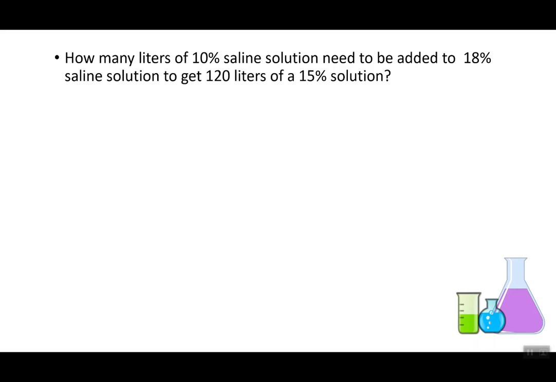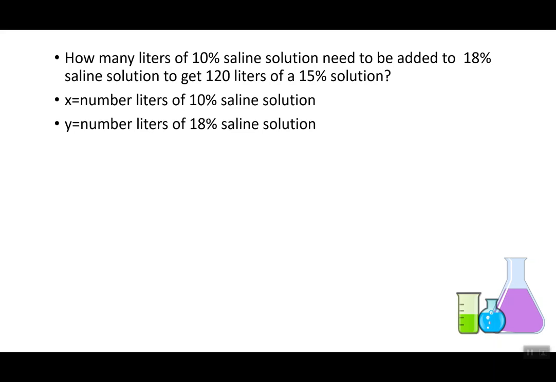Again, I want to start with variables. I always start with what do I know and what are the things I'm talking about. So I have 10% saline solution, I decide to call that X. I have 18% solution, I decide to call that Y. And then I think, how do they relate? Well, the X and the Y together come up to my 120 liters. So there's X plus Y is 120. And then I want to put the percentages in. So 0.10 with the X, 0.18 with the Y, and then 0.15 of the total, which is 120.